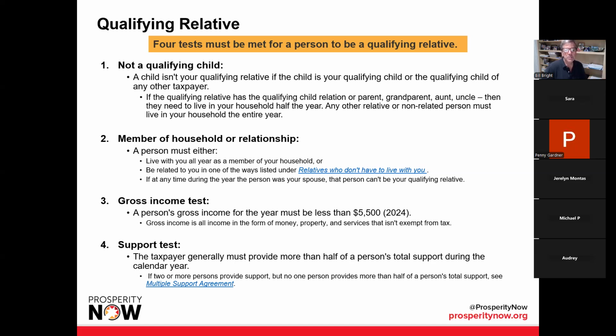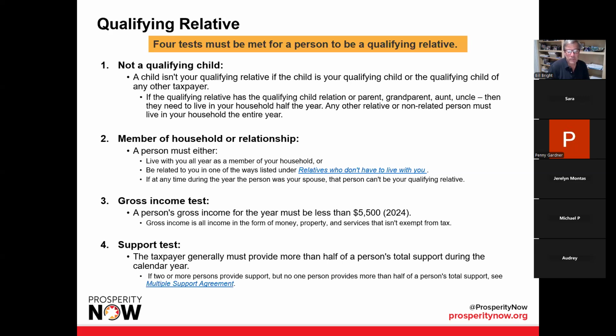If at any time during the year the person was your spouse, that person can't be your qualifying relative. Some people come in every now and then and say, well, I want to claim my spouse. Well, no, you can't. You're married. And then you have to decide whether you're filing married joint or married separate. But there's no dependency exemption there.